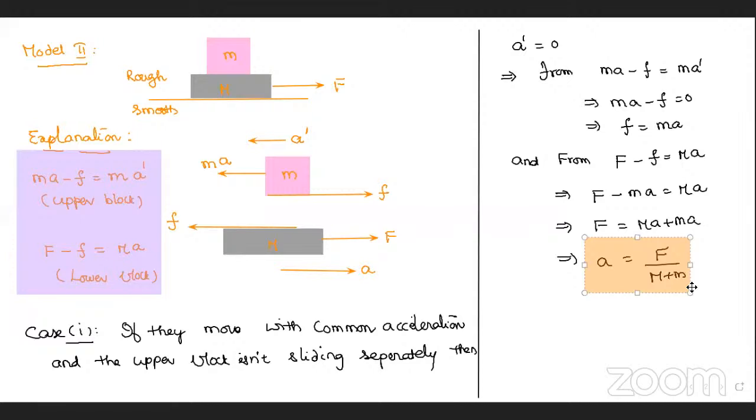Observe, there is no doubt at all whether you apply the force on the upper block or lower block and moving combinedly. Then the common acceleration is straight away F by M plus M. In both the models, A is equal to F by M plus M. Okay? And here, if they ask the friction, already I have that equation. F is equal to MA. Friction also I have the equation. Okay, this is case 1.